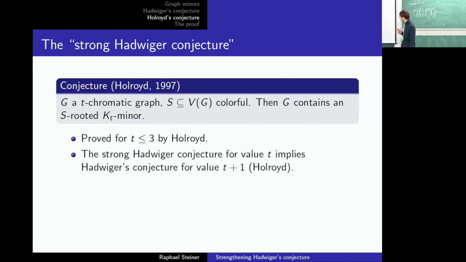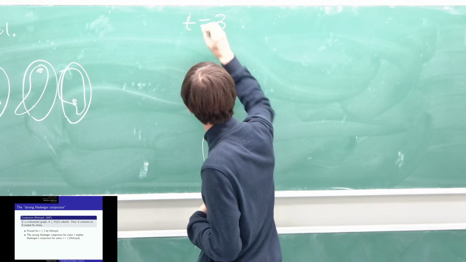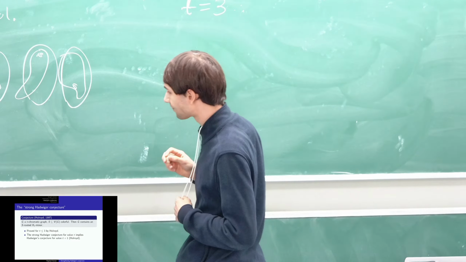Okay. So Holroyd didn't manage to do a lot here. He proved it for t equals 3, which is quite simple, and I will prove it here. I think it's a good illustration of how these proofs work. So how does this work for t equals 3?